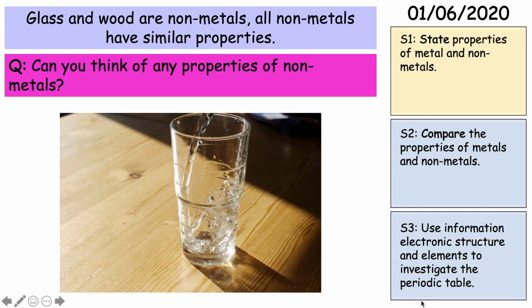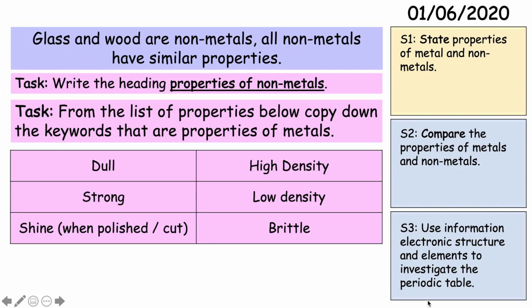Now, we're going to look at non-metals, so a glass, for example. So going back to some similar properties, I'm going to give you another list now. I want you to think about properties of non-metals. Here's a hint. They're opposites to metals. So here's your task. Write a heading of properties of non-metals and then pick from this shorter list now which ones you think belong to non-metals.